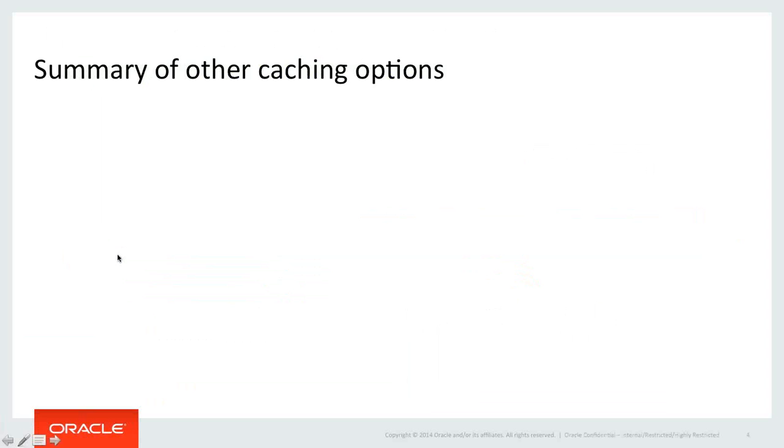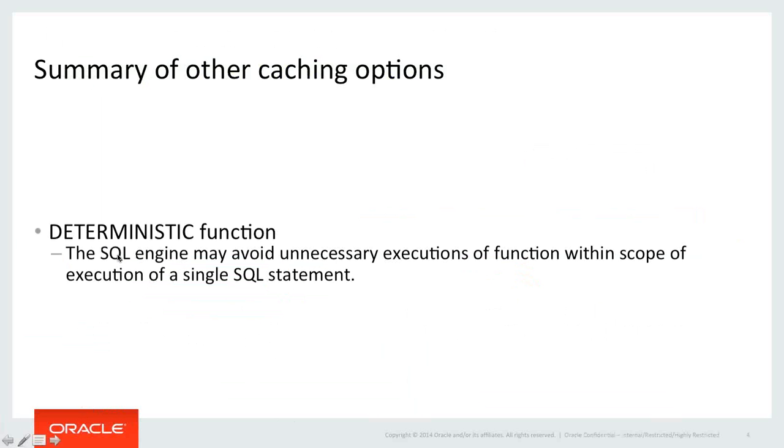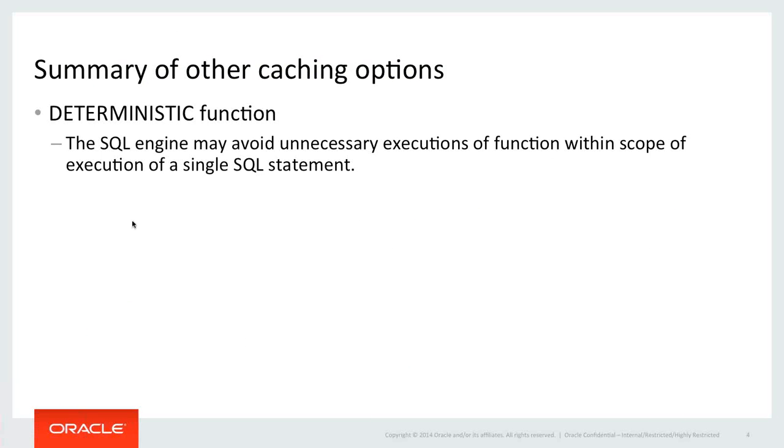Okay, so here is a summary of other caching options, that is, not the function result cache. First, deterministic functions. When you declare a function to be deterministic, then under some circumstances, the SQL engine may actually avoid unnecessary executions of that same function. In other words, if I call that function with the same parameter values multiple times within the scope of a single SQL statement, then the engine may avoid executing the function for each one of those calls. I'll show you an example in just a moment.